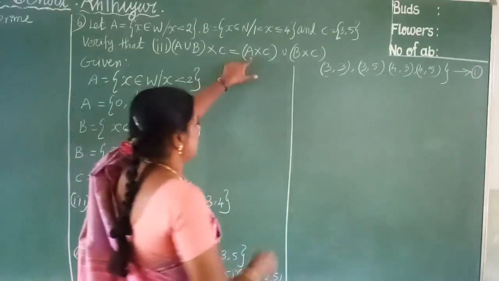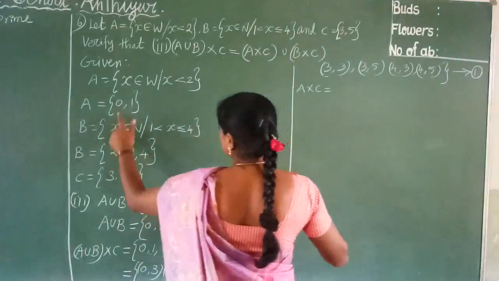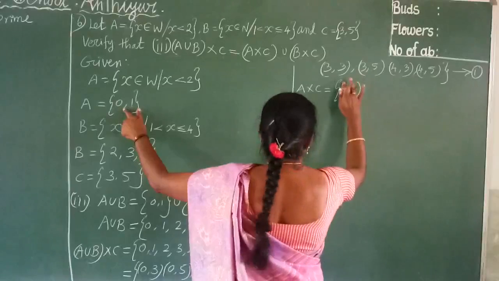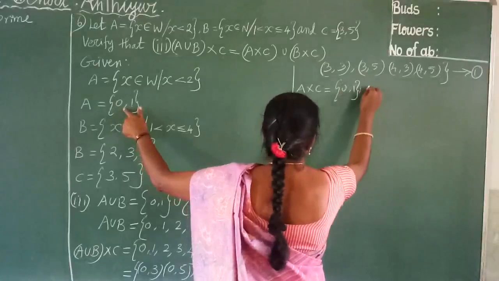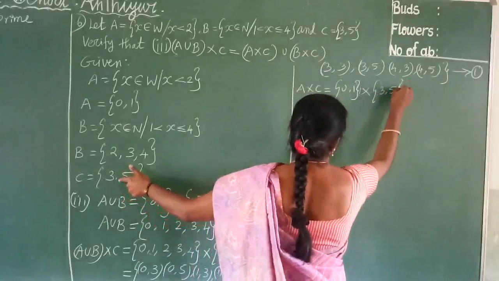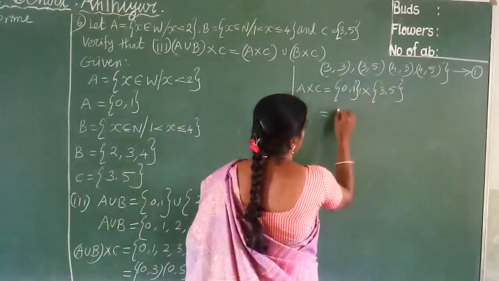Next we find A cross C. A answer is 0, 1 cross C, 3, 5. So write A cross C. Then 0, 3.